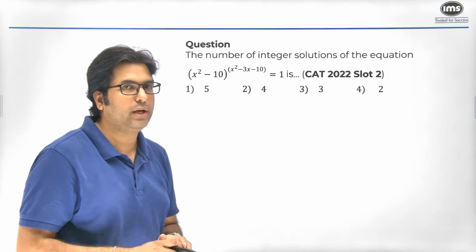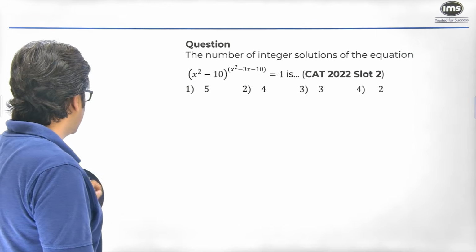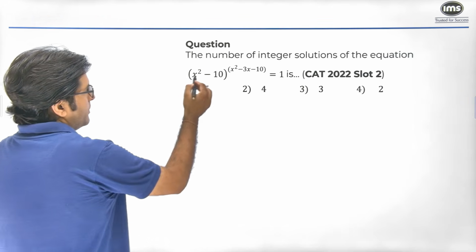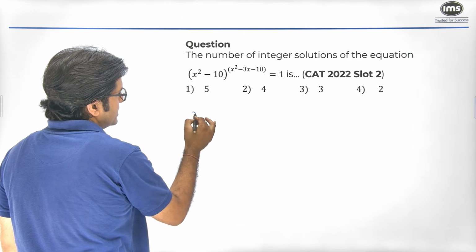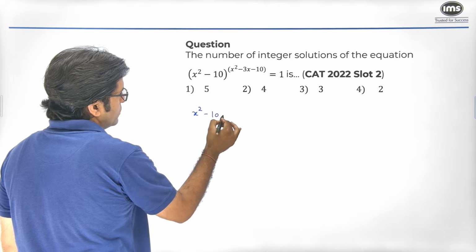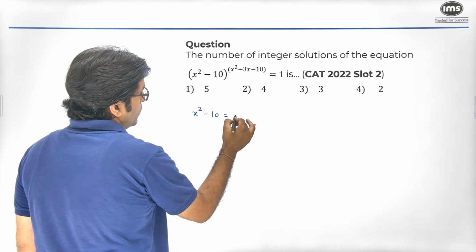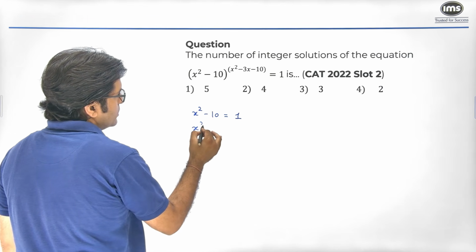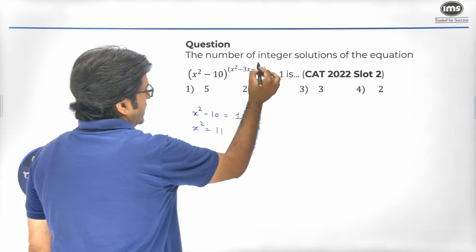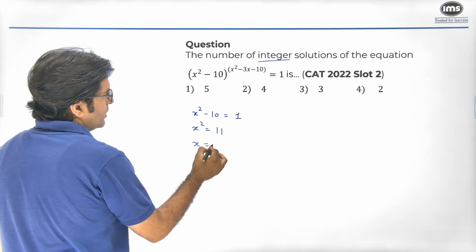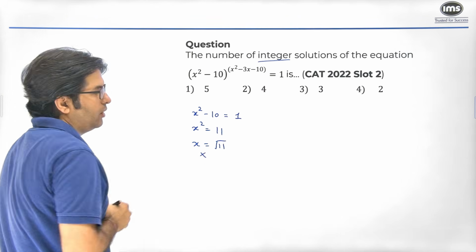Again, CAT 22 slot 2. Same question type. Let's move ahead quickly and create the 3 cases. Base is equal to 1. So x square minus 10 is equal to 1. So we get x square is equal to 11. Are they asking integer solutions? So we get x equal to root 11, which is clearly not an integer.